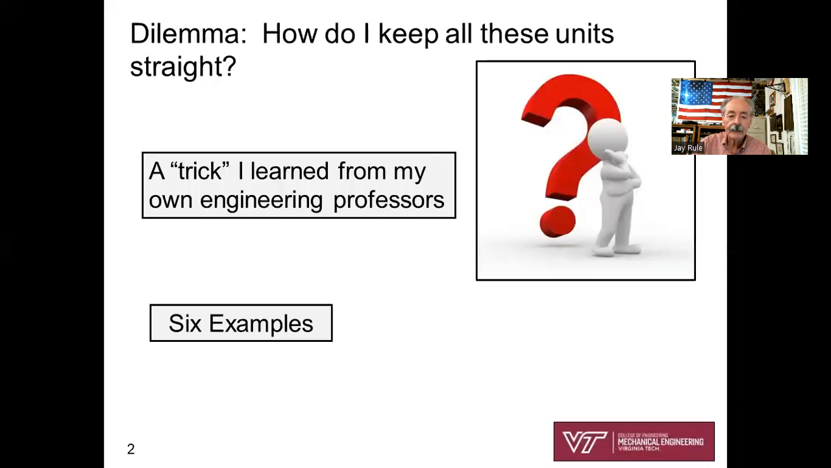So here we go. The chances are good that you may be thinking to yourself, how do I keep all of these units straight in thermodynamics class? What I'm going to cover first is a trick that I learned from my own engineering professors that has helped me to keep units pretty straight, both as a student and then as a practicing engineer. The trick has really paid off for me. And then I'm going to illustrate that trick with 6 simple examples. I'm going to drag you through 6 examples, but I think it'll go pretty fast.